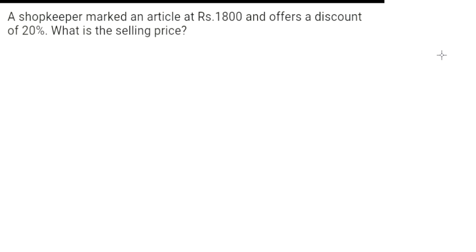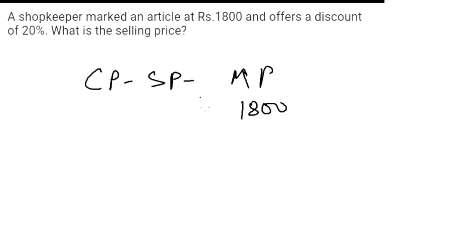Okay, let us solve this question. A shopkeeper marked an article at price 1800 and offers a discount of 20%. What is the selling price? So here I simply say this is CP, this is SP, and this is mark price. You know that, right? So basically here, marked an article at 1800. What is the selling price?